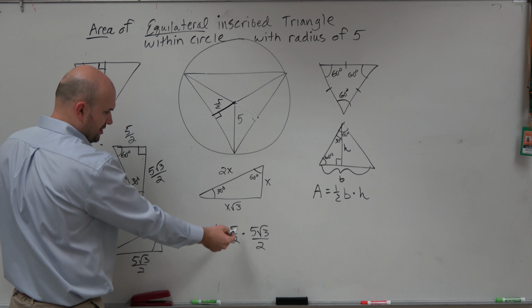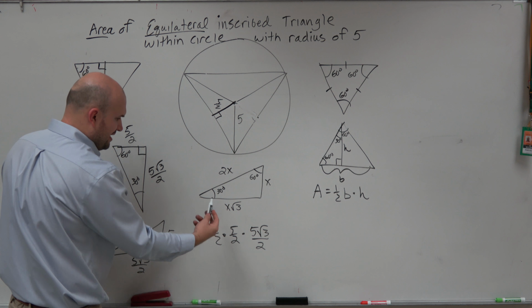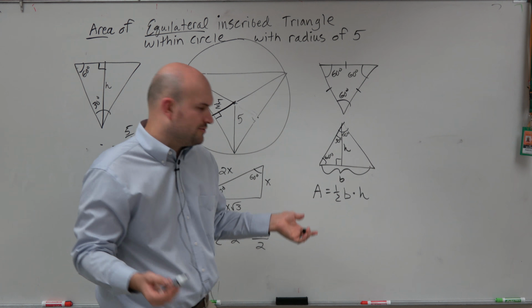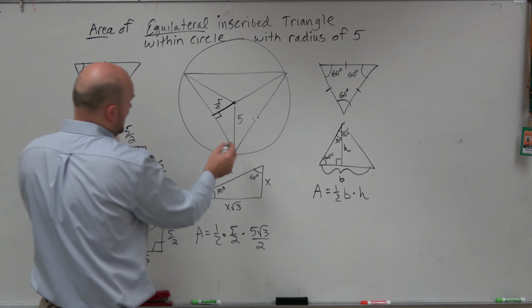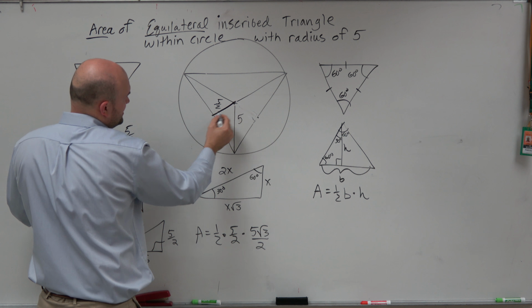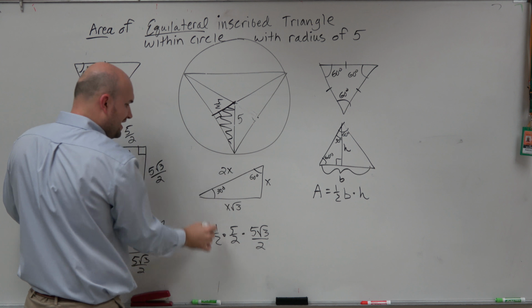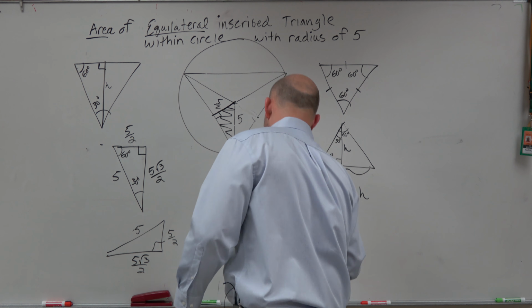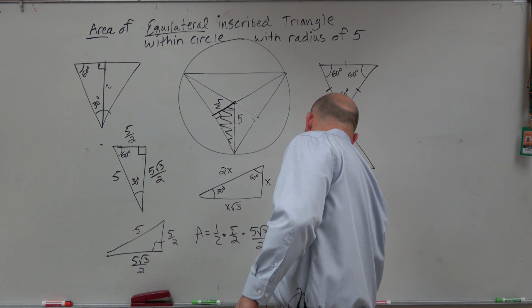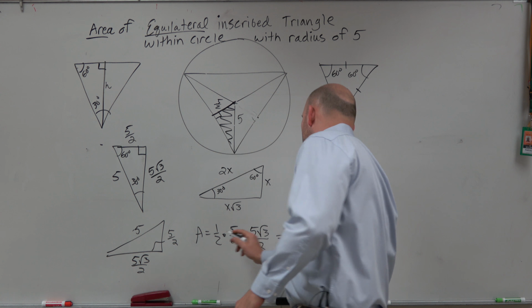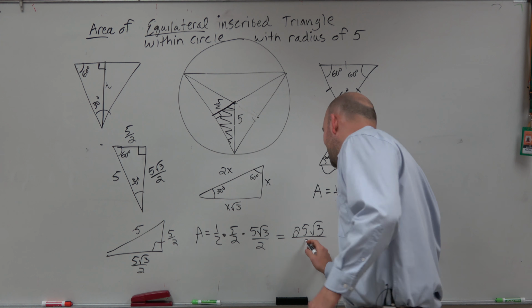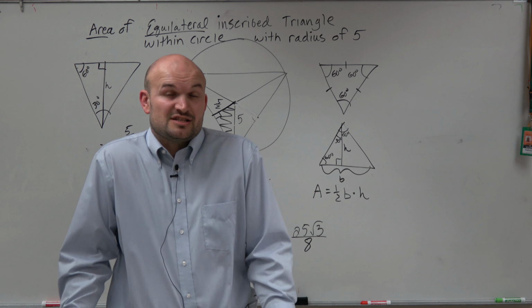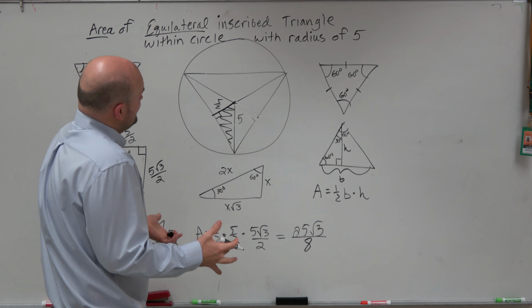That's 1/2 height times base, or we could write it base times height. It doesn't matter which order we multiply in. Therefore, I can find the area of this triangle just by using my special right triangles. When I multiply this out, I get 25 square root of 3 over 2 times 2 times 2, which is going to be 8. Again, that's one triangle, but I have to figure out how many of these I have.